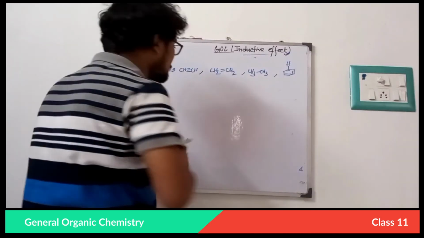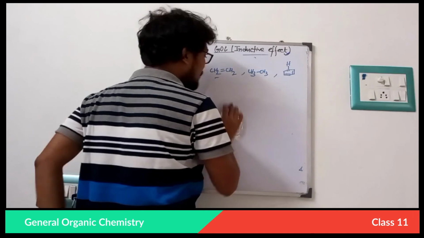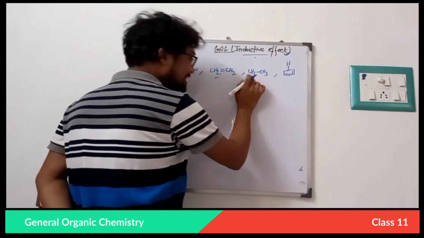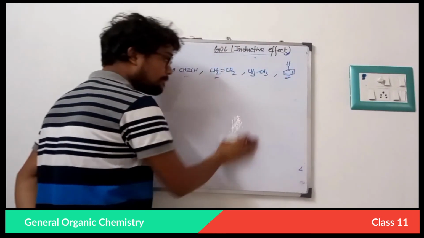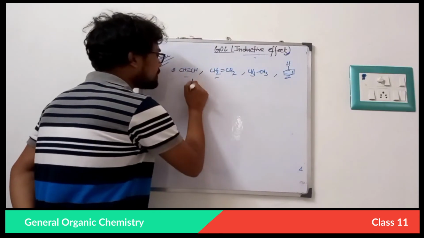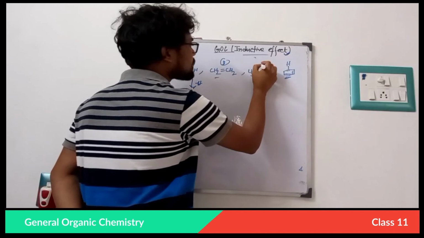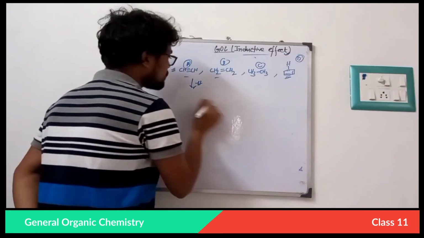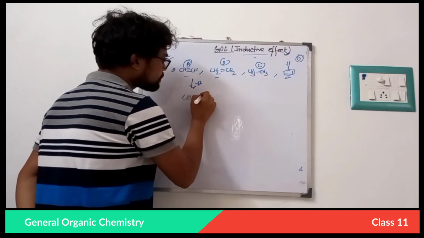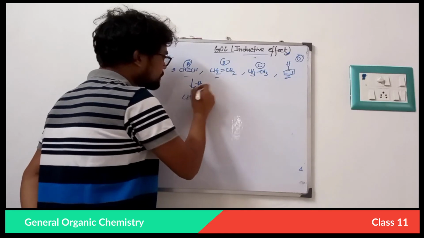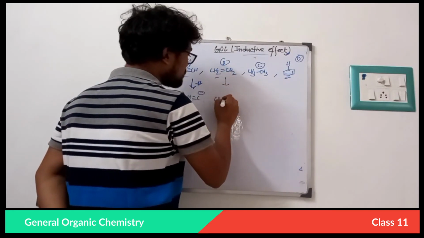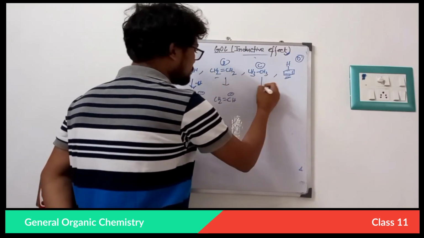My next example is alkene, alkane, alkyne, alkene, alkane, and a phenyl group or benzene ring. So now, if it releases, it is A, B, C, D. If it releases H plus, then it becomes C minus. It becomes like this.